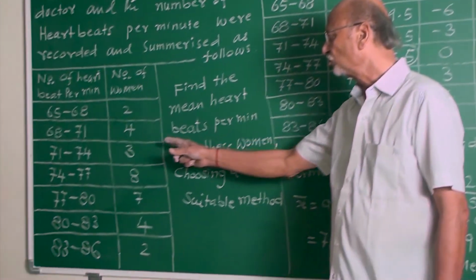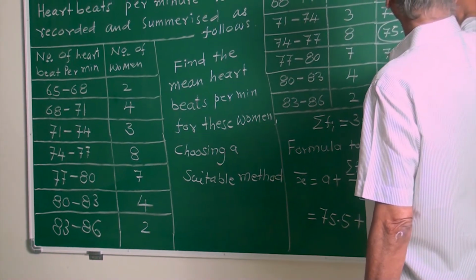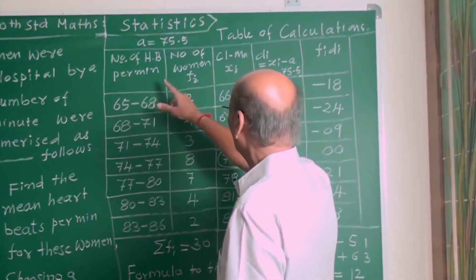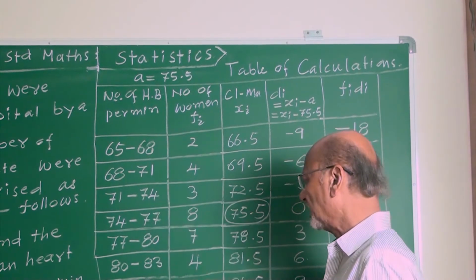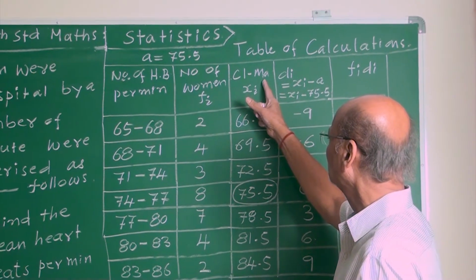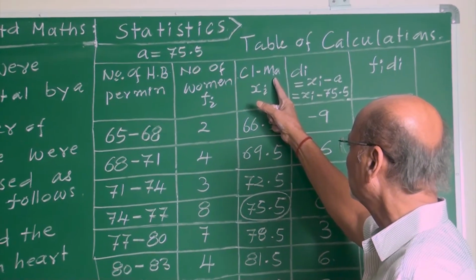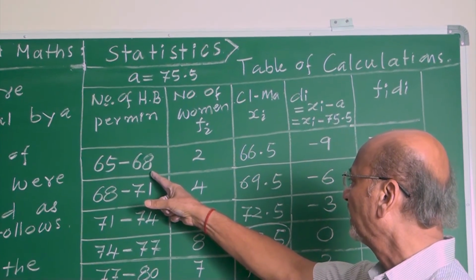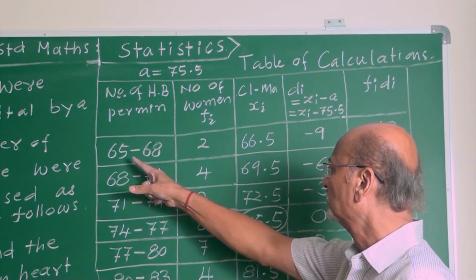These are the first 2 columns. It is table of calculations. First two columns you have to copy as it is, these two. You have to copy it. This is Xi called as class mark. What is this? Upper plus lower divided by 2.